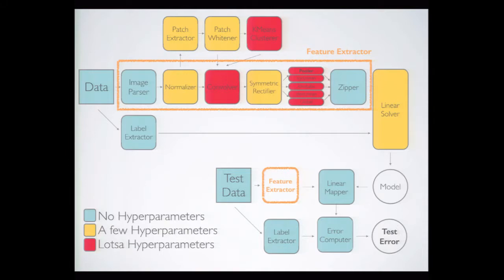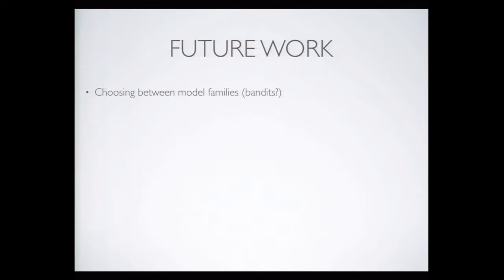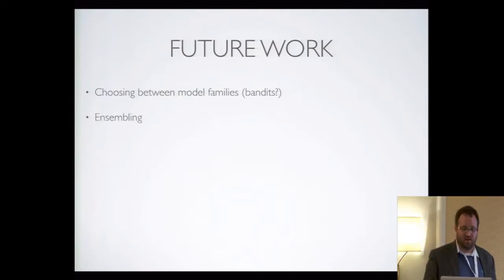We're working on a DSL in Spark, in Scala, to describe these pipelines. We have a few built. You can hope to see a release of this stuff from MLlib by the end of the summer. So in future work, we're thinking about choosing between model families, so maybe looking at multi-armed bandits as a way of doing this. We're training lots of models together at the same time, so maybe there are some ensembling methods that we can use. We're training all these models, we might as well use them and use the insight they give us for free.